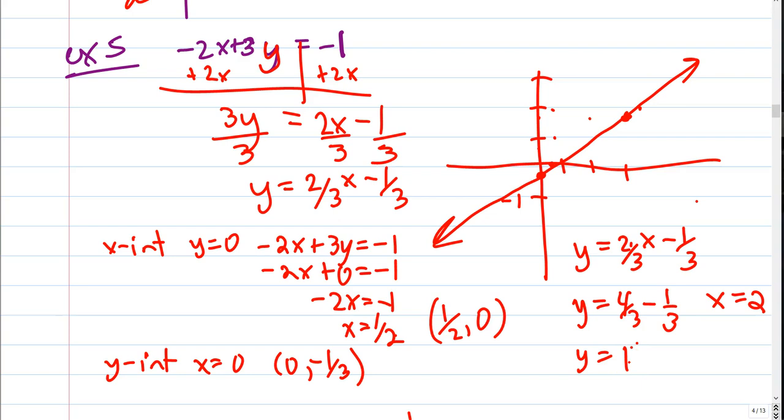So now we actually have a nice point. We do have the point 2 comma 1. There's my nice whole number to start at. And then from there I could still use the slope up 2 over 1, 2, 3 and get to our next point.